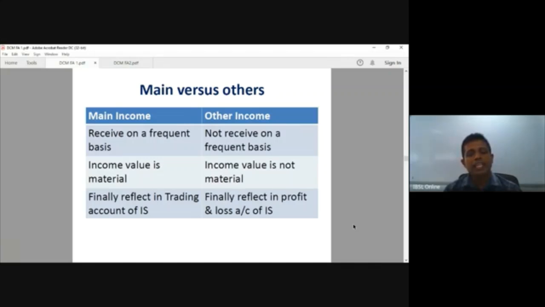Finally, reflect in the trading account of the income statement. Main income goes to the trading account. The other income will go to the second part, that is the P&L, profit and loss account. There are two parts in the income statement. The main income will go to the trading account. The balance part will go to the other income. In a published financial statement, the main income will be at the very top, whereas the other income will be reflected in the latter part of the income statement.